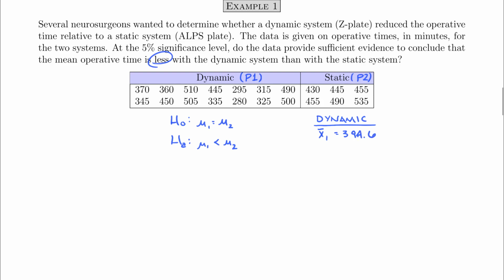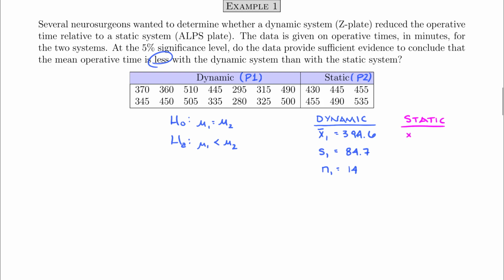We would also find the sample standard deviation for those values in the dynamic column, and we would come up with 84.7. Remember, when you're using Google Sheets to calculate these standard deviations, you want to type in stdev.s so that you get a sample standard deviation. And then finally, we just look at the count of how many values there are in the dynamic column, and there are 14 values.